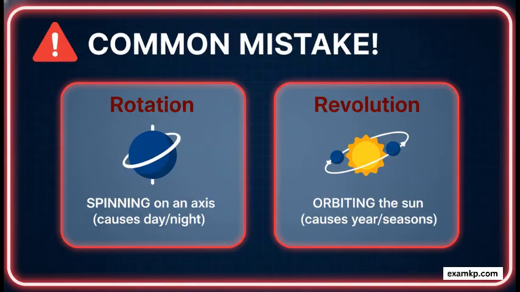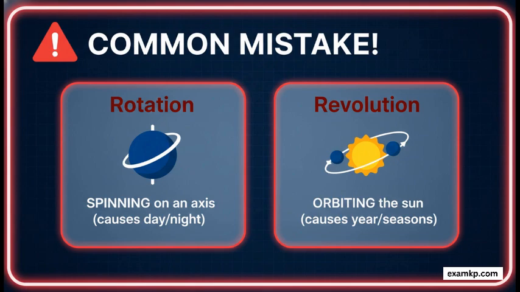And that JAMB question brings me to a very important common mistake alert. Please, I am begging you, do not mix up rotation and revolution. It's a classic trap examiners set. Just burn this into your brain right now. Rotation is spinning on an axis. It causes day and night. Revolution is orbiting the sun. It causes the year and seasons.